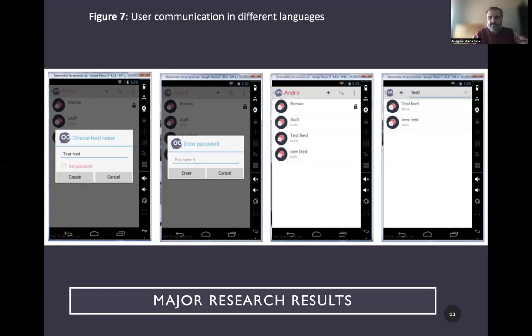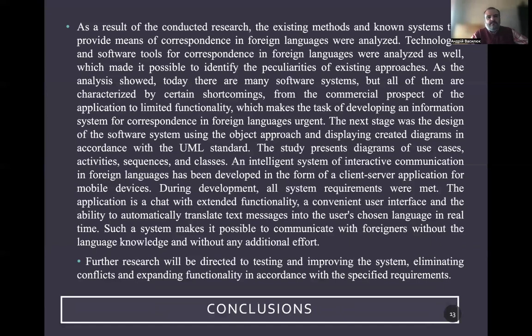Next slide is the results. As a result of the conducted research, the existing methods and known systems that provide means of correspondence in foreign languages were analyzed. Technologies and software tools of correspondence in foreign languages were analyzed as well, which made it possible to identify the peculiarities of existing approaches.